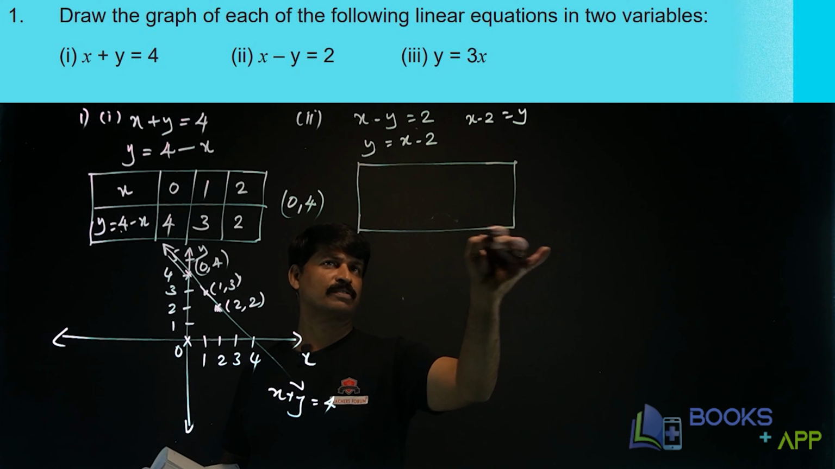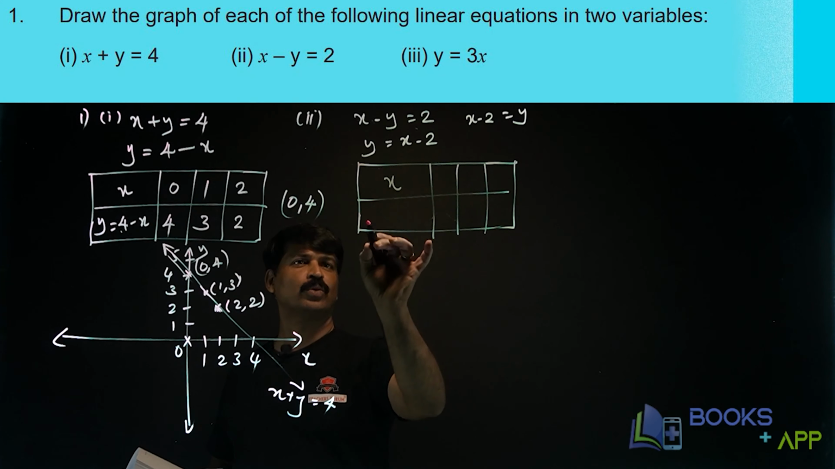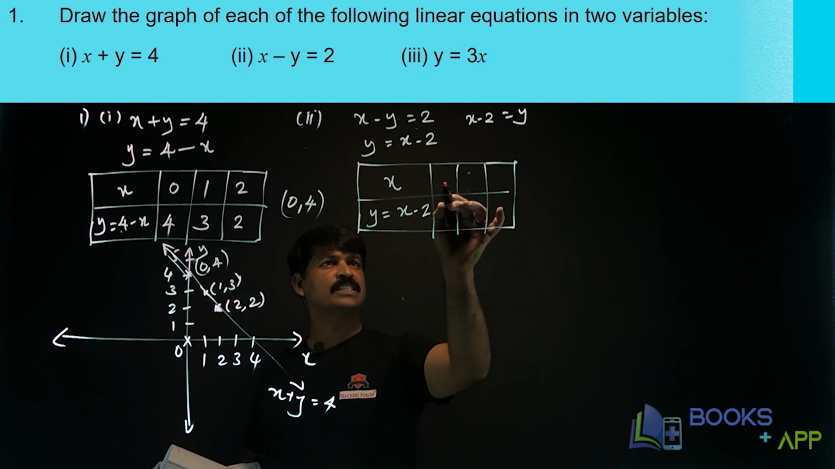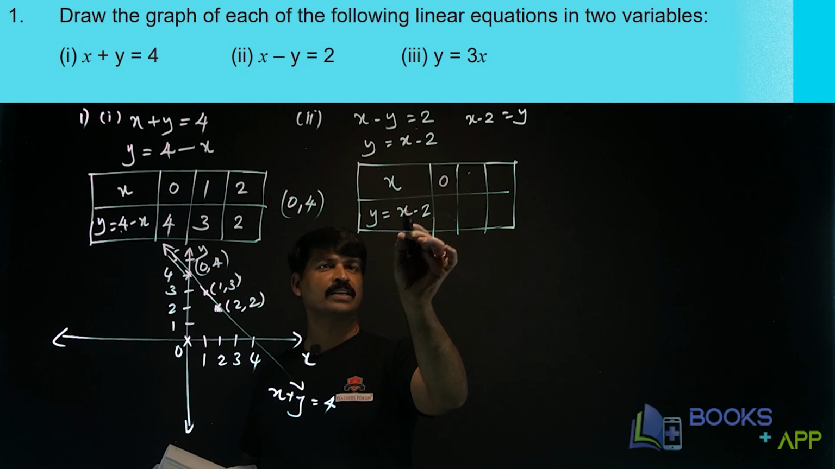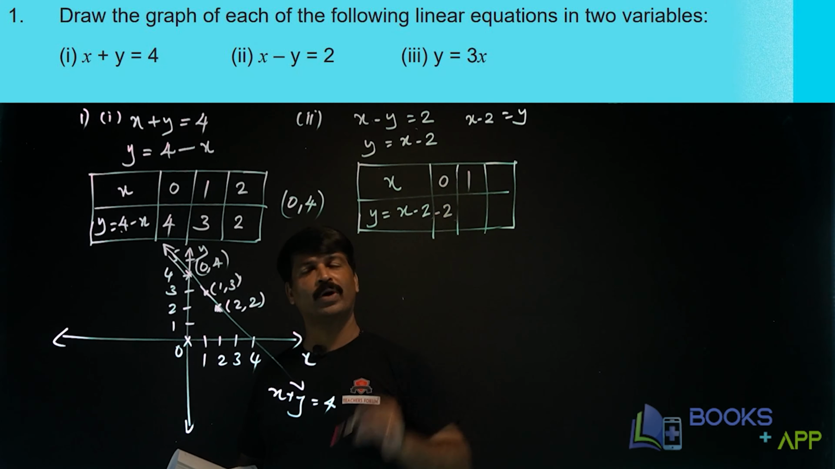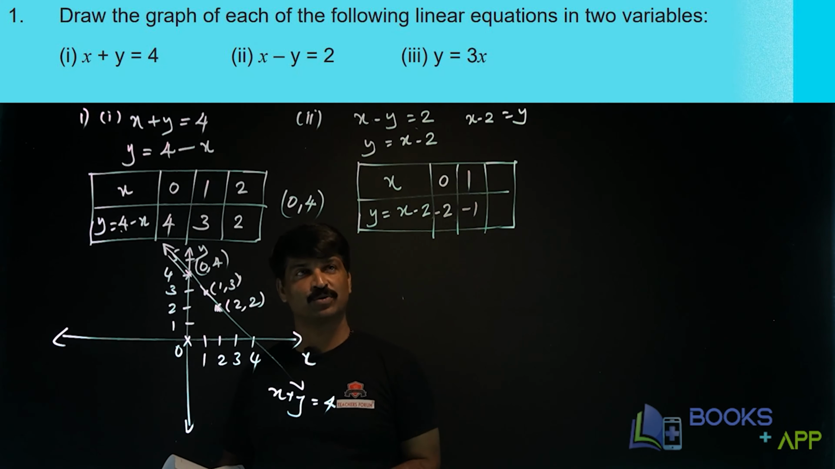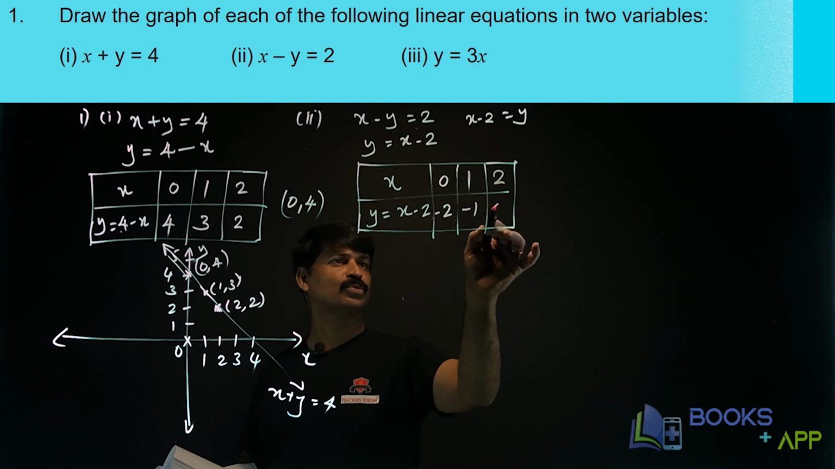3 solutions, let us find out. This is x. What is y? y is equal to x minus 2. Let's put x equal to 0. When x is 0, what is y? 0 minus 2, that is minus 2. Put x equal to 1. Then y is 1 minus 2, that is minus 1. Put x equal to 2. Then y will be 2 minus 2, that is 0.